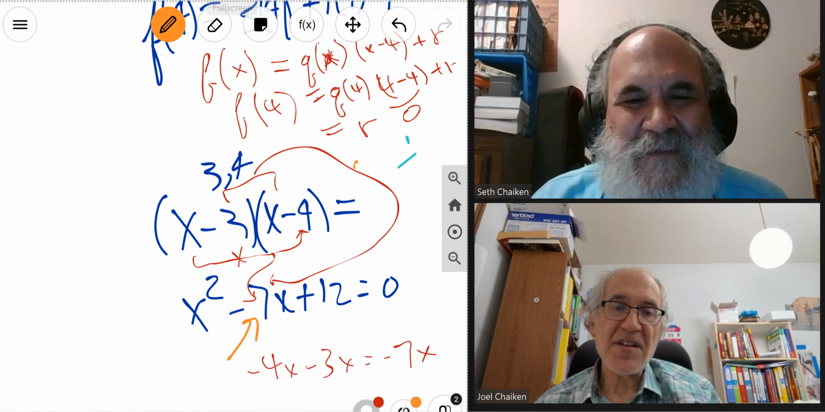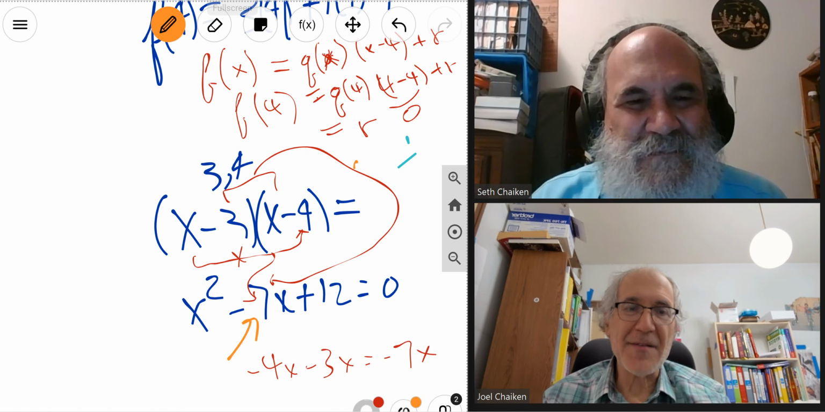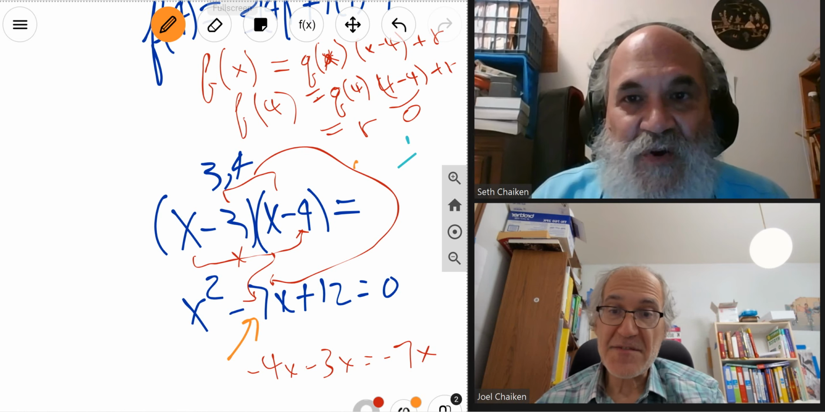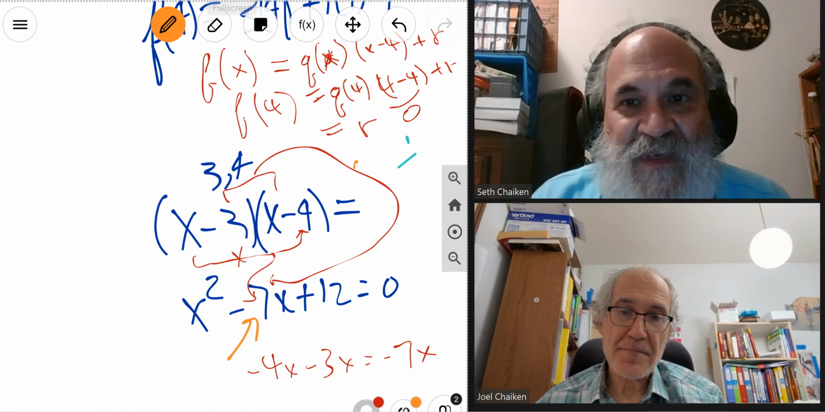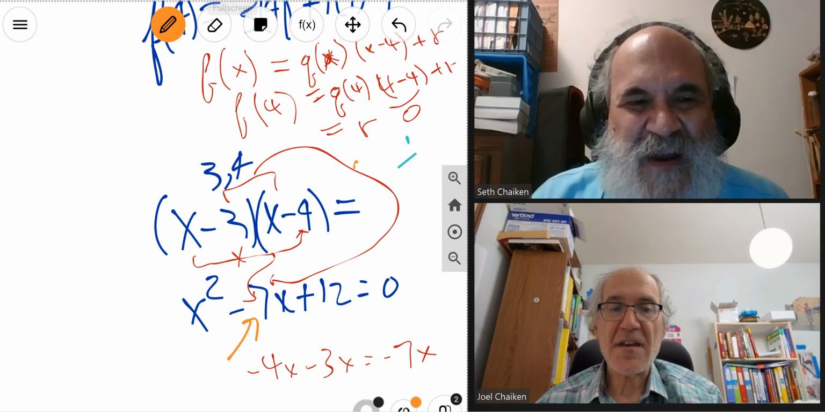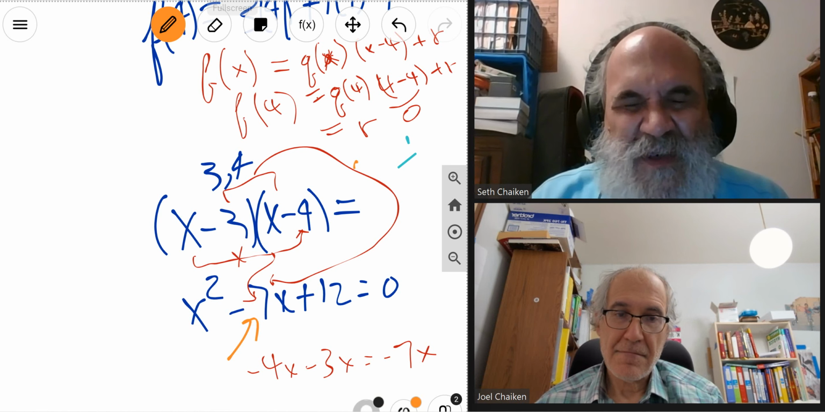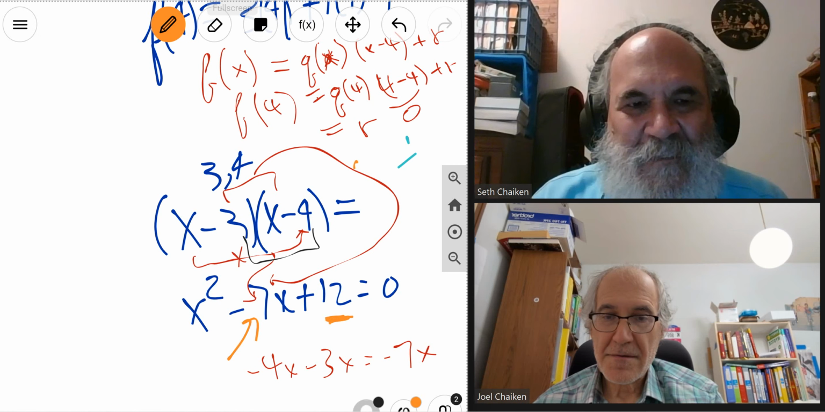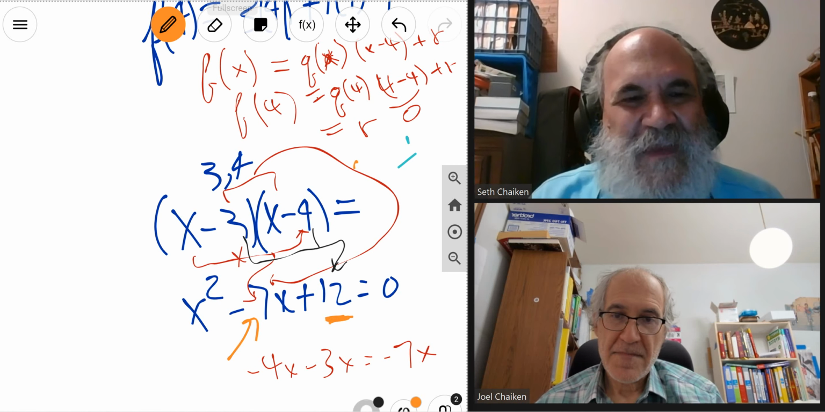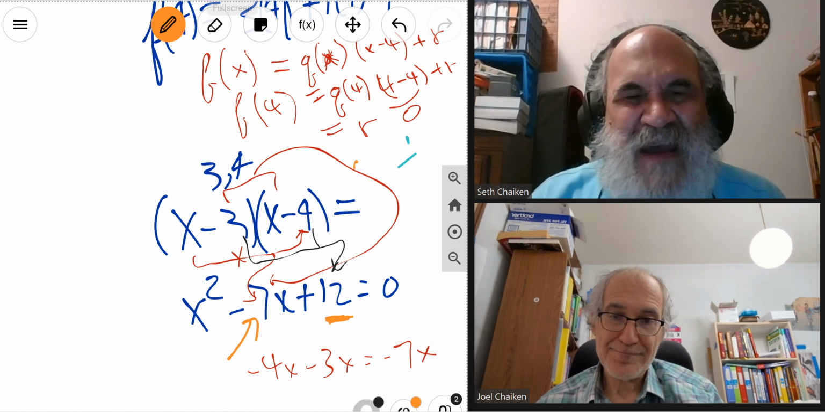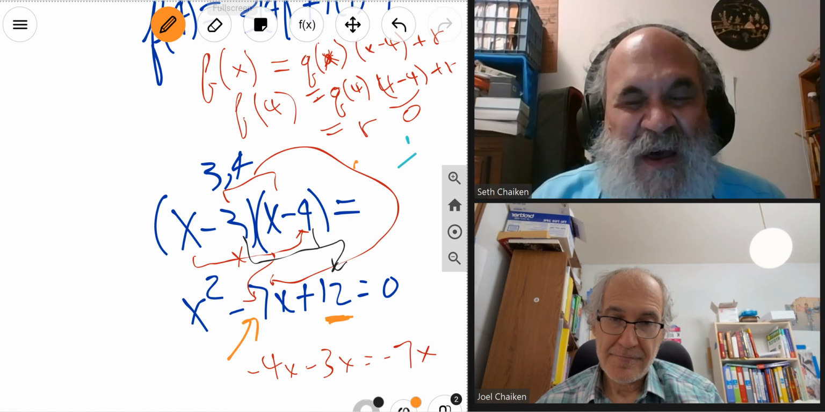So you can sort of see where the sum of the roots comes from, and it also shows you where the product of the roots comes from. The product of the roots is 3 times 4, and that is the zeroth order term, the constant term. That's 3 times 4 equals 12. The two minus signs multiply to give a plus sign, so that's why you get a plus here.